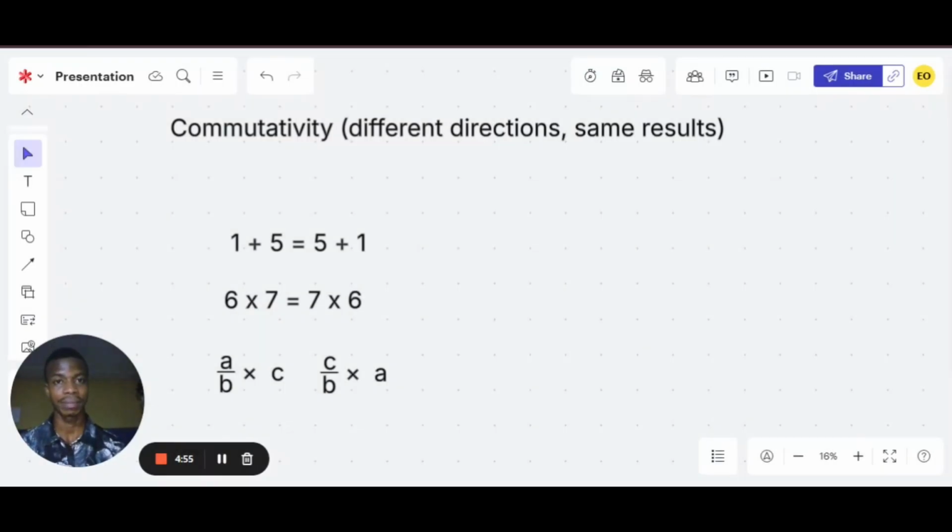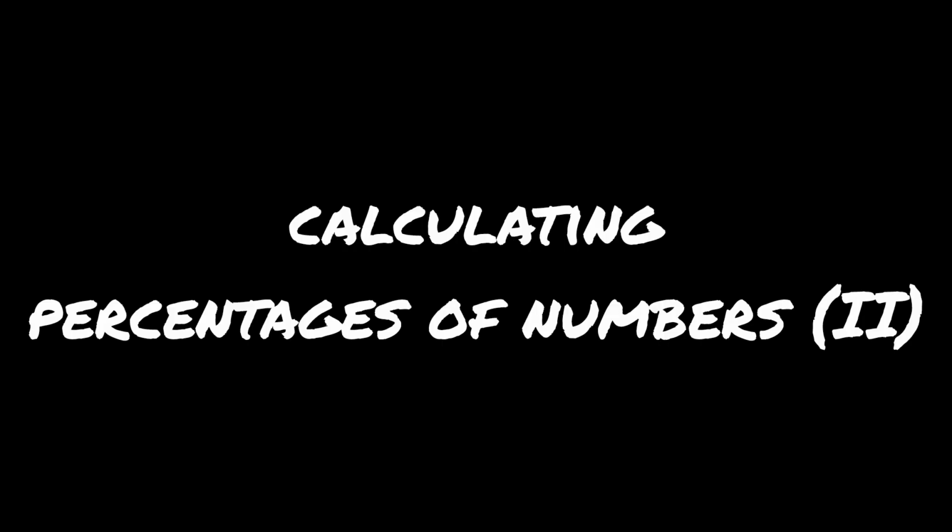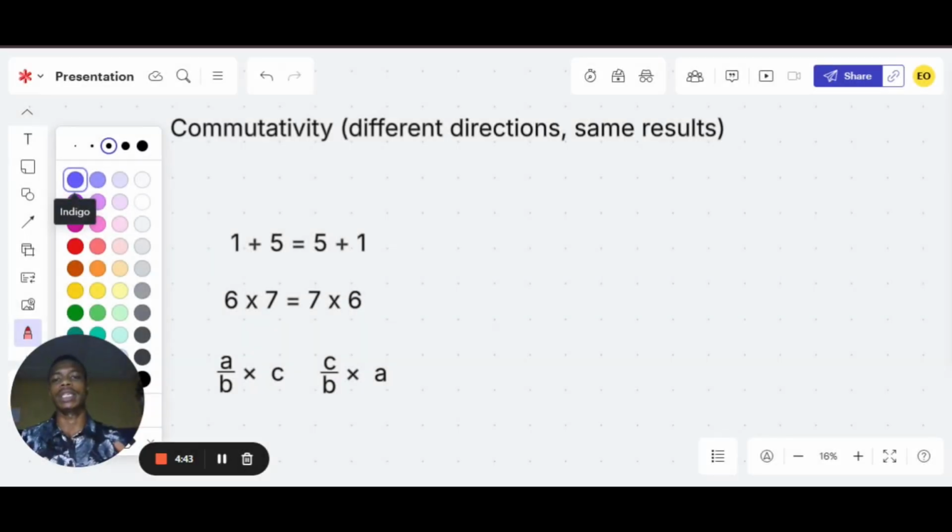Hello. So another way to solve percentage problems is by means of what we call commutativity. Commutativity, as we see on the board, is basically where we can approach a problem in different ways and still get the same results. For example, you see the examples 1 plus 5 is the same thing as 5 plus 1. The answer is 6.